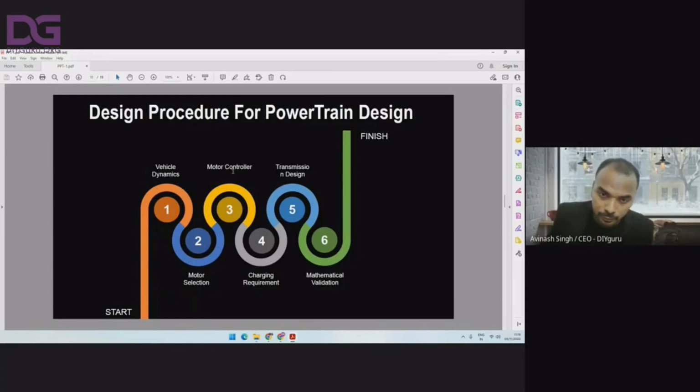Once you select the motor controller, you go with the charging requirement, right? In the charging requirement, it is mostly about what sort of converters you are using, whether the whole AC to DC conversion is happening on board, or you are relying completely on off board, beyond the vehicle or inside the vehicle, right? All these things you have to take care of.